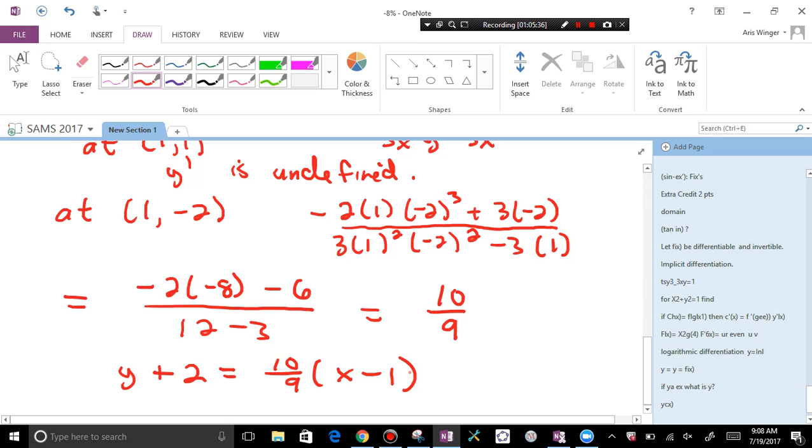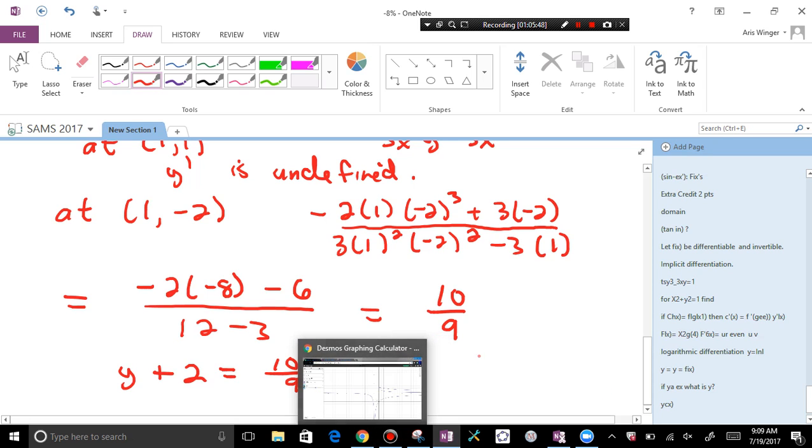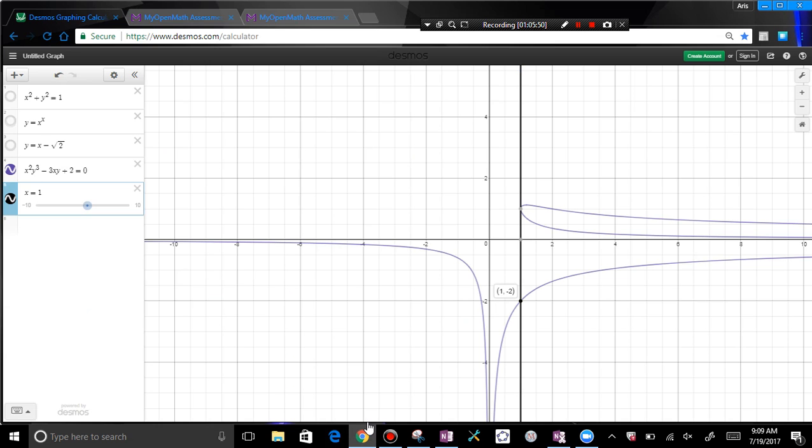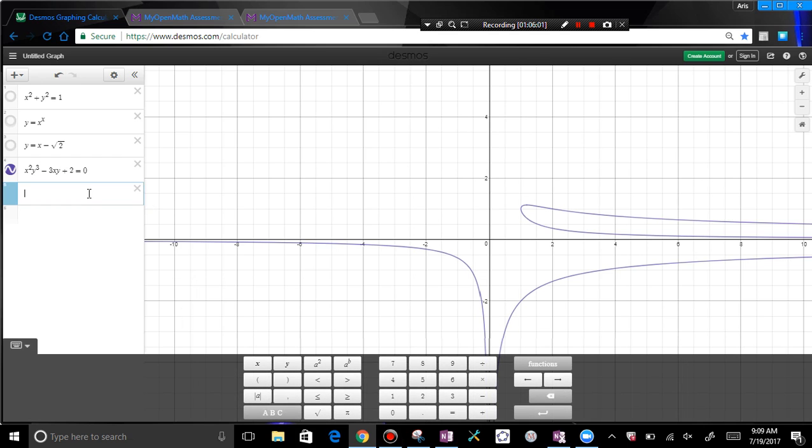Let's see if that comes up. Now, this could be wrong. I mean, this would be a miracle if we navigated this whole thing without making one minus sign error. y plus 2 equals 10 over 9 times x minus 1. Oh, it's beautiful. Beautiful. All right. Tangent line. Okay.